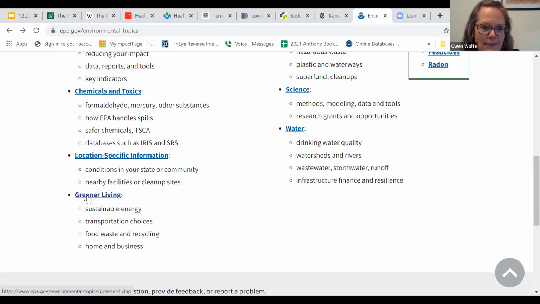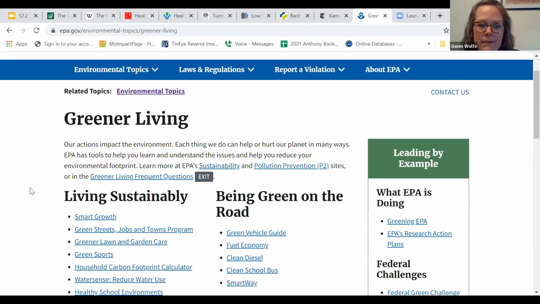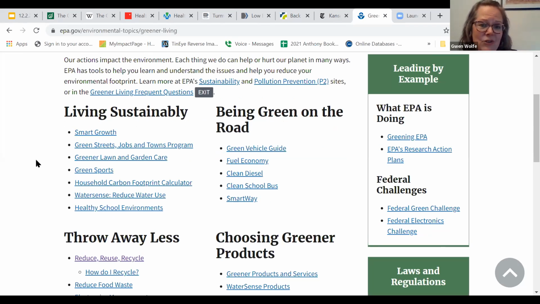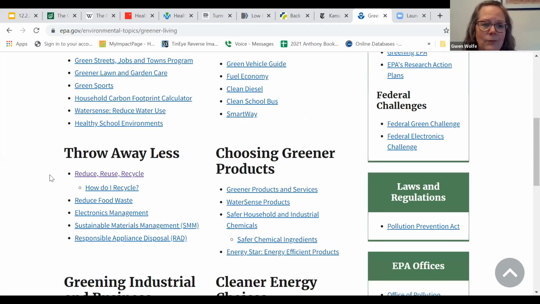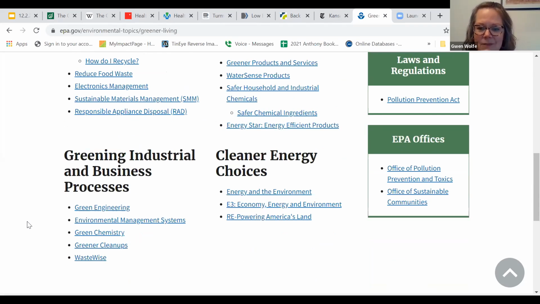I'm going to select greener living. That might be a topic that you'd be interested in. And they put together a list of links that could help you learn more about how to live green. So how to live sustainably, how to do a better job of being green on the road. You could learn more about reducing, reusing, recycling. A lot of people think they know about recycling, but maybe you want to learn more. How to choose products that are a little closer to the earth. How to make good choices with your energy.